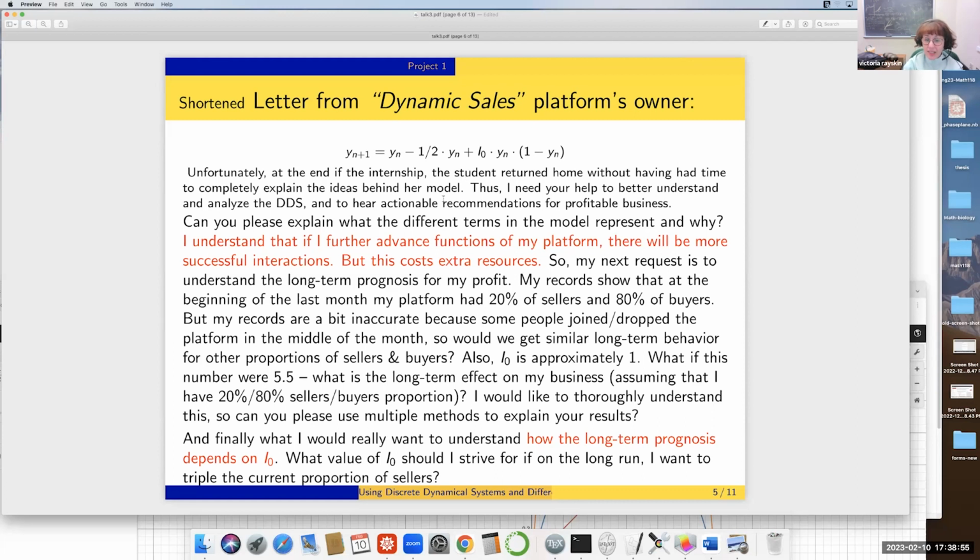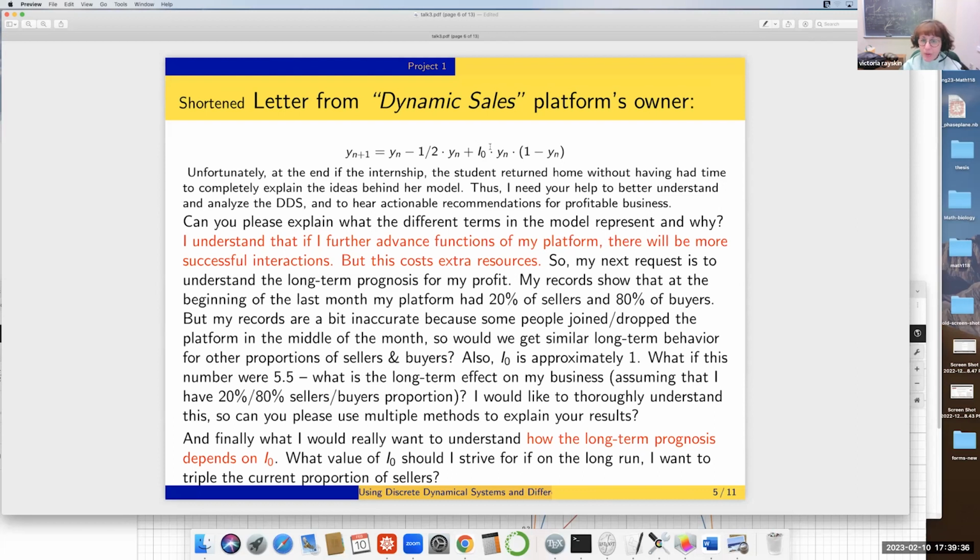We can then ask them to explore the role of the parameter of the interaction term when buyers interact with sellers. We can ask them how, for example, to double or triple the profit of the platform owner. So this all comes in the role of the platform owner. So how to improve this parameter of the interaction that depends on the functionality of the platform.